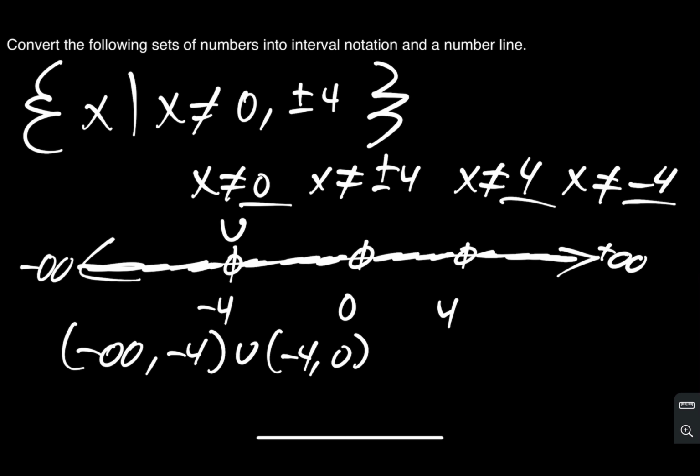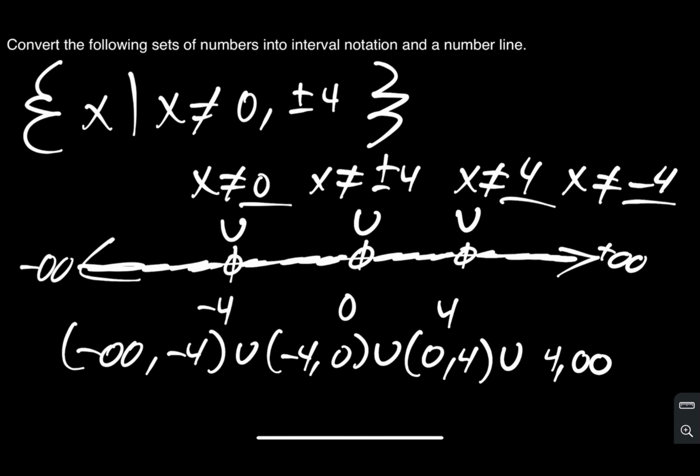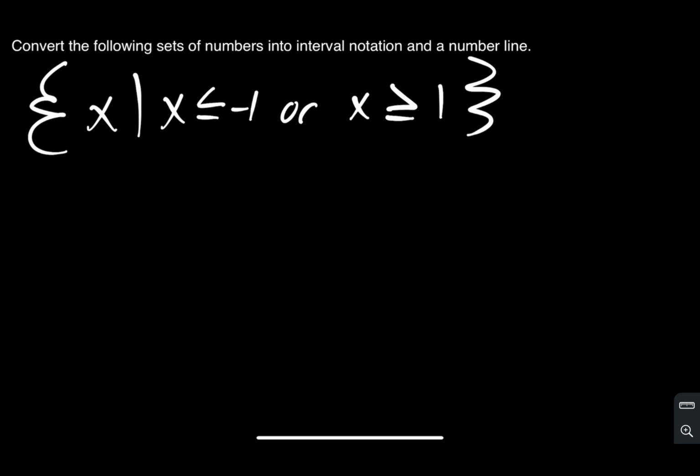And then we have a gap at 0, so we use a union symbol. And then we have 0, comma 4, which we represent 0 with a parentheses and 4 with a parentheses since they have hollow points. Then we have another gap, so we use the union symbol there. And then we have 4, comma, positive infinity. So we use a parentheses for 4, and infinities we use parentheses. So that's your answer.